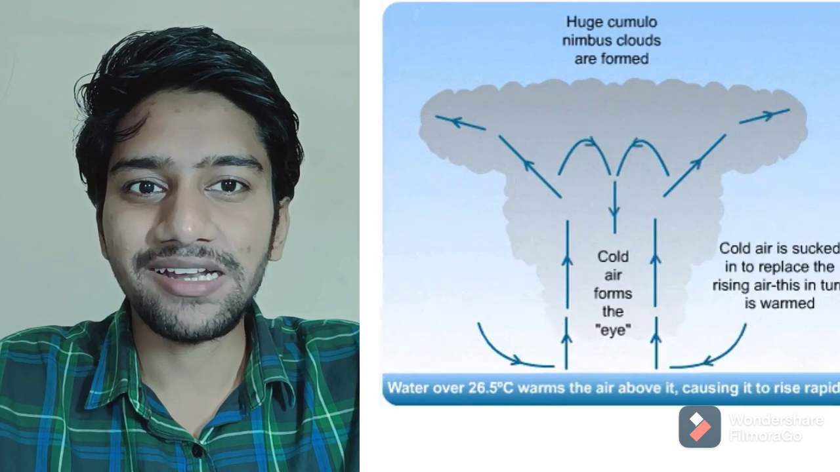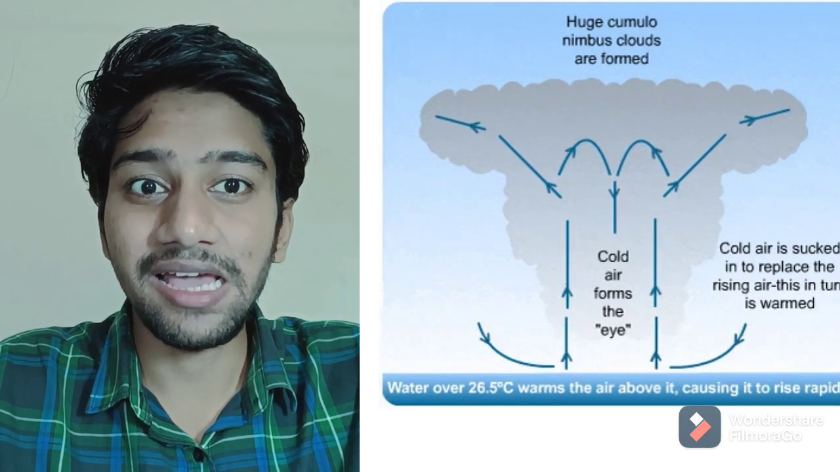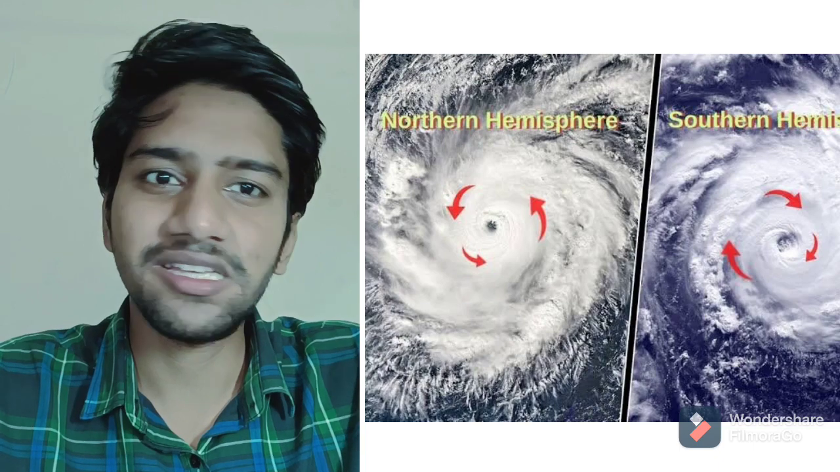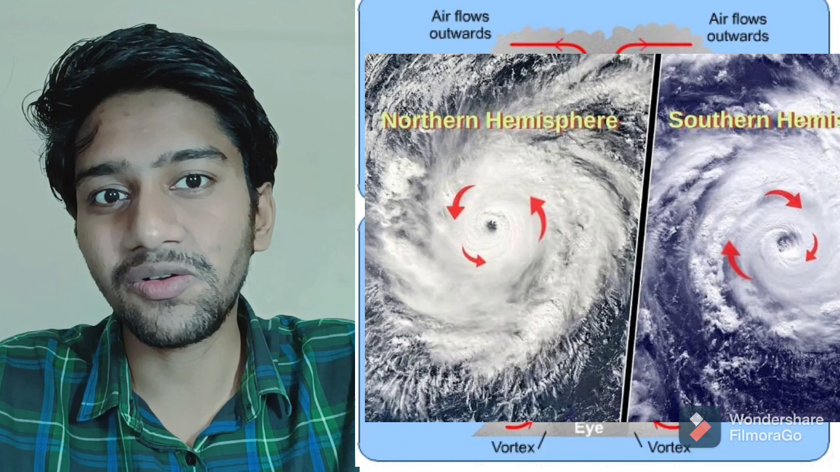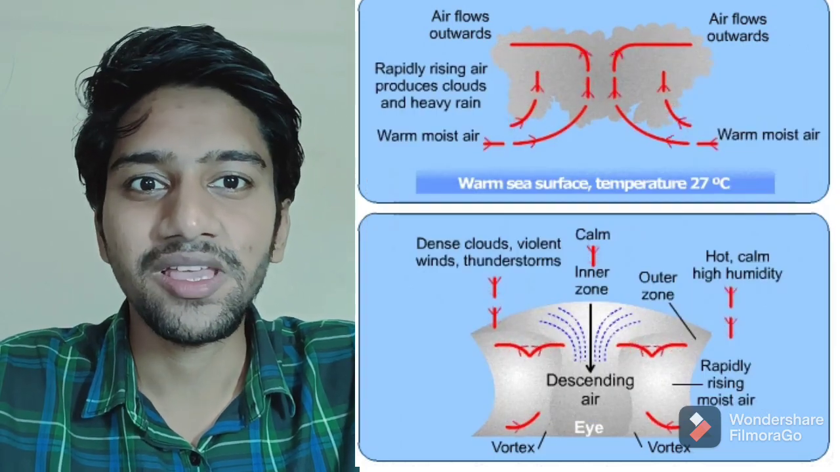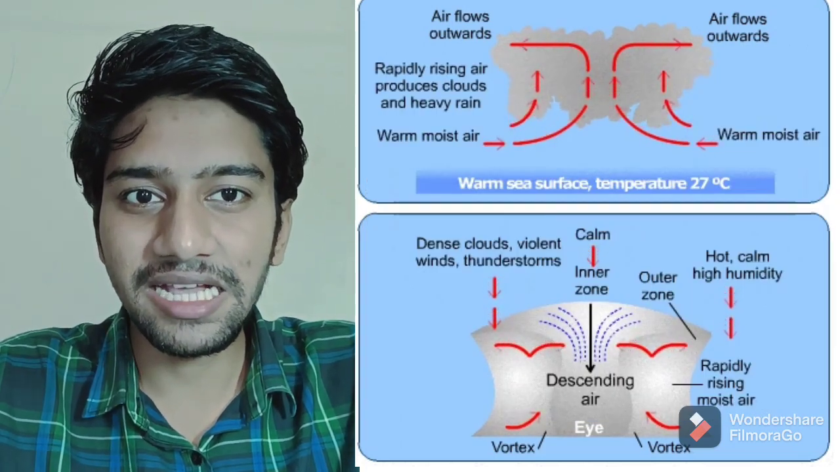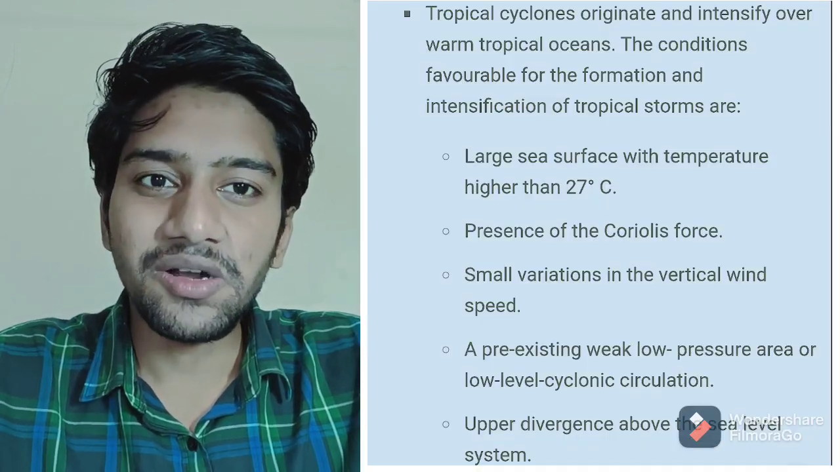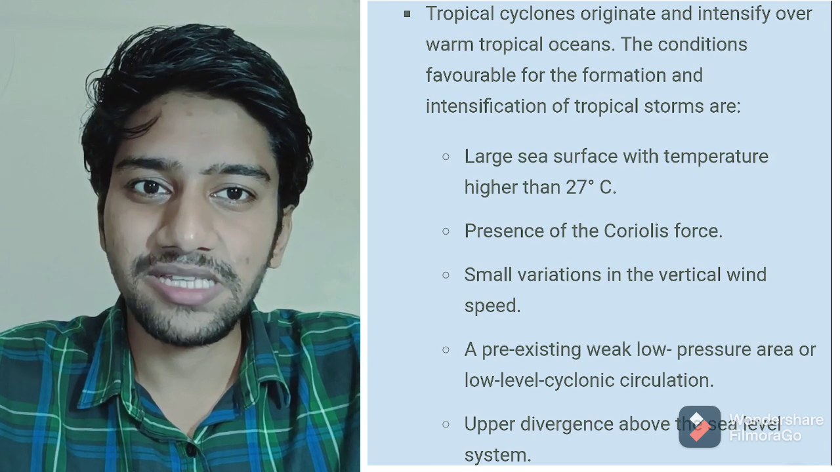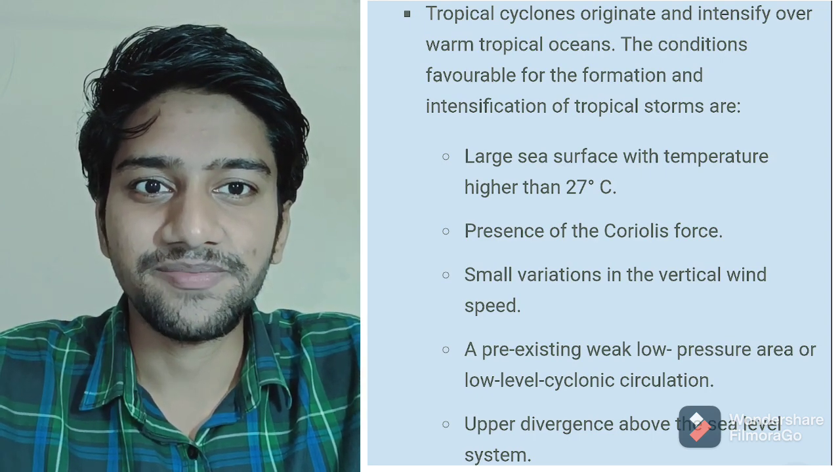Cyclones are rapid circulations of air around a low pressure area, and this circulation is anti-clockwise in the northern hemisphere and clockwise in the southern hemisphere. The overall concept is that when there exists a low pressure region in the ocean, the air from the high pressure region tries to come into this low pressure region, and after that the eye of the cyclone is formed.